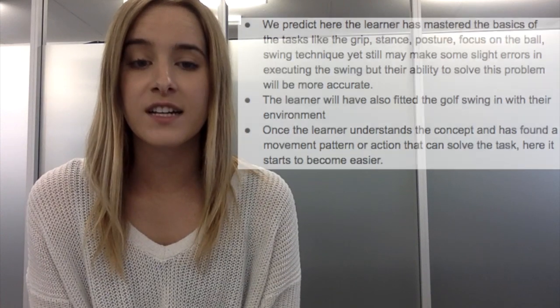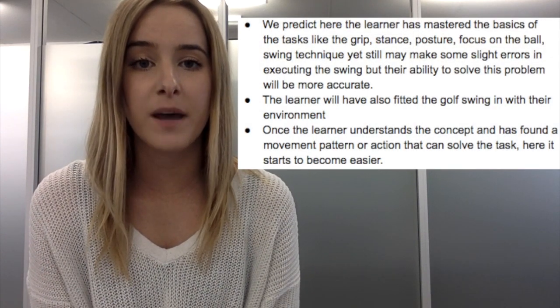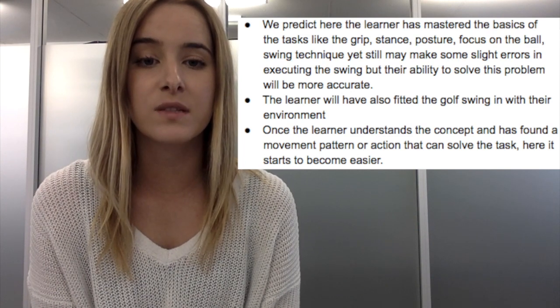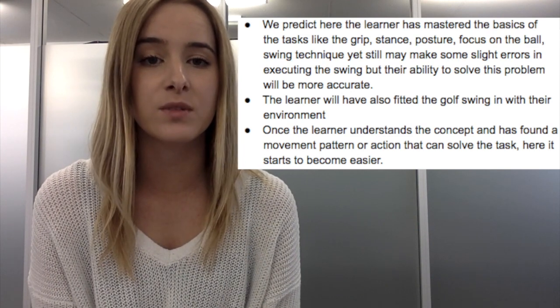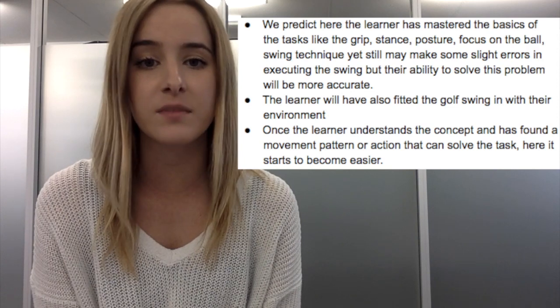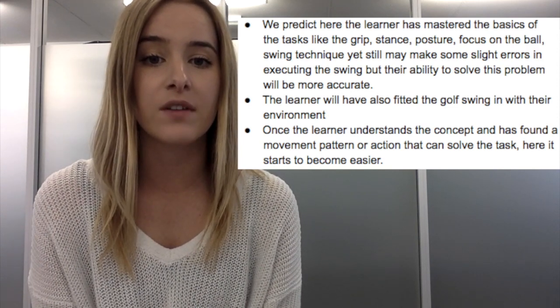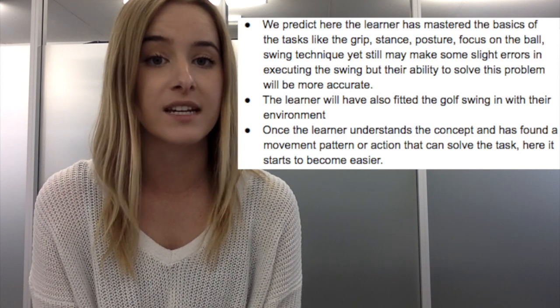So now that the learner is starting to get the hang of the golf swing and has found a movement pattern that can solve this task, we are now at the associative stage of learning, and their performance will then be more consistent, and then they will be able to associate different cues with different outcomes. Errors are still being made, such as incorrect technique in their swing, but they will have an idea of where they were going wrong and then ways they can fix this.